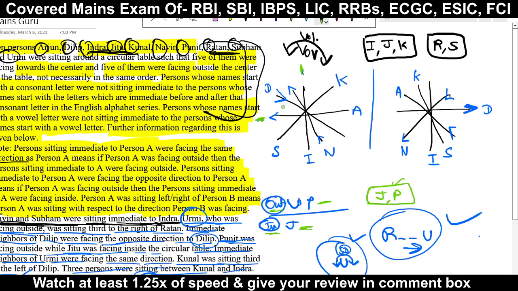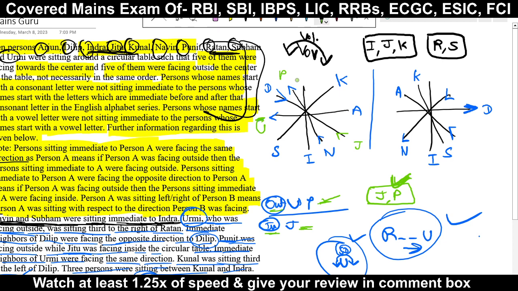So if I have placed this R and U here, these are possible, because we want P outside. Okay, I will write P here, and J will be here, and J will face inside as the condition is given. And what about R and U? Now, U can be here, and R will be here.